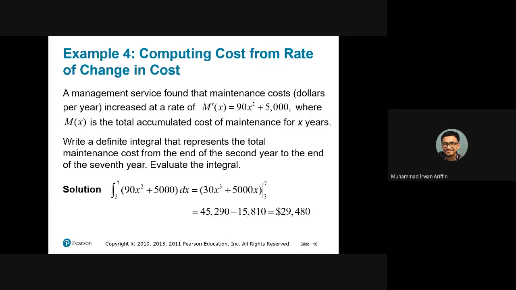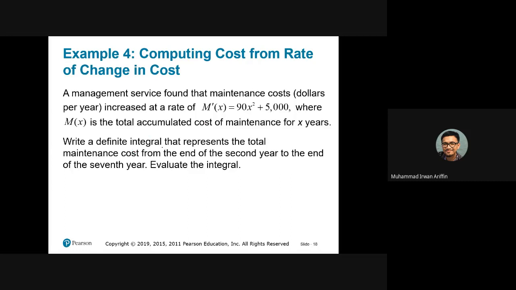Okay. Another example, I'm going to leave this to you, as well as this essay type question. You just need to collect the necessary information and then find the answer. Maybe we can do this together. So let's say we found that the maintenance cost increased at the rate of 90x squared plus 5,000, where M(x) is the total accumulated cost of maintenance for x years. So in this case, x represents the number of years.